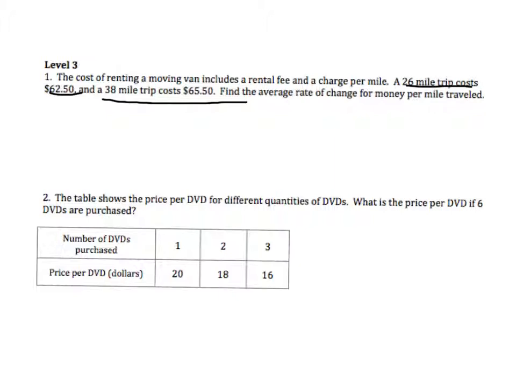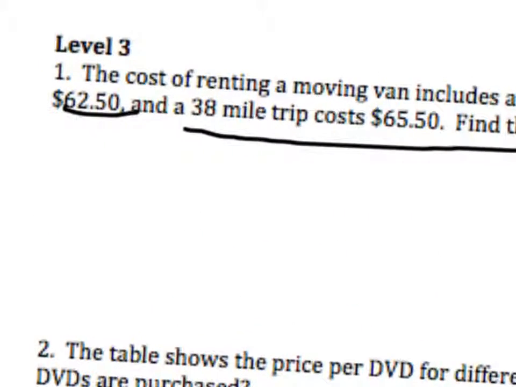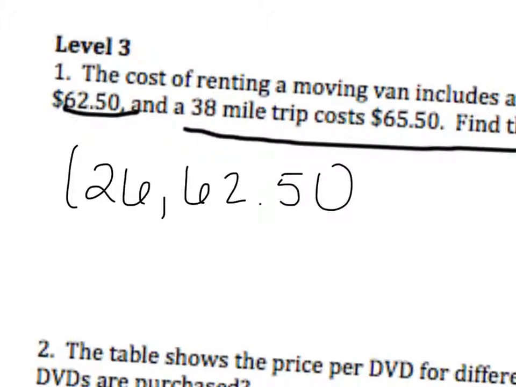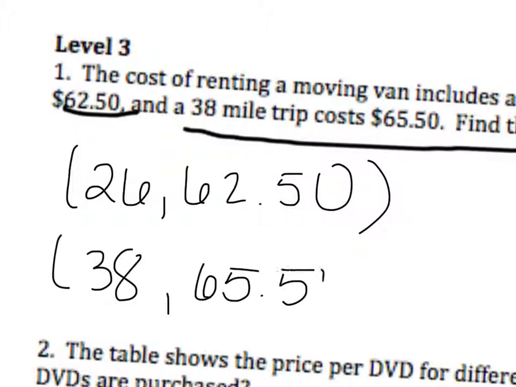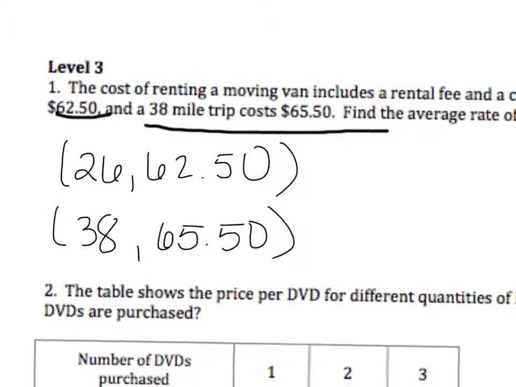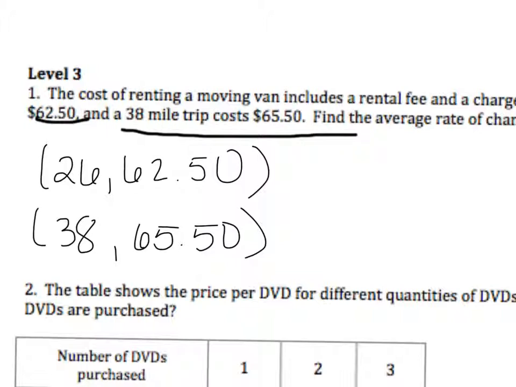We're talking about miles and we're talking about money here. So we have 26 miles and $62.50. And we also have a 38-mile trip and $65.50. So now that we have our 2 points, we can just kind of group things together so we can make sense of it. Now we're just going to find the slope again.